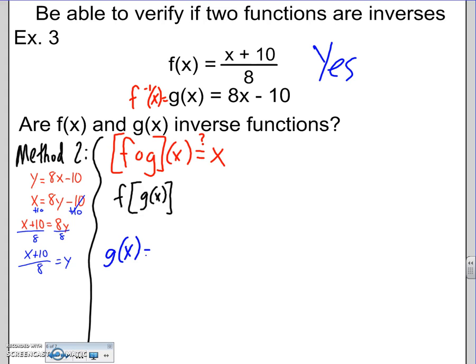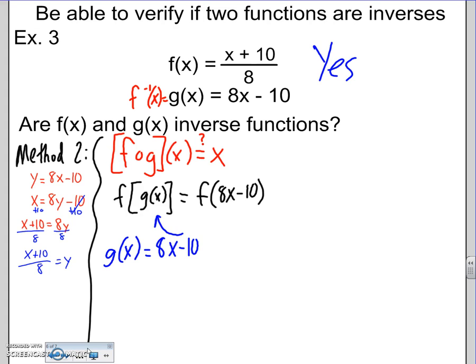This means go to equation g, plug in x. So this will be 8x minus 10. I can't do anything to that, so I found that. So this is not going to plug into here. So this turns into f of 8x minus 10. So now we have to figure that out.